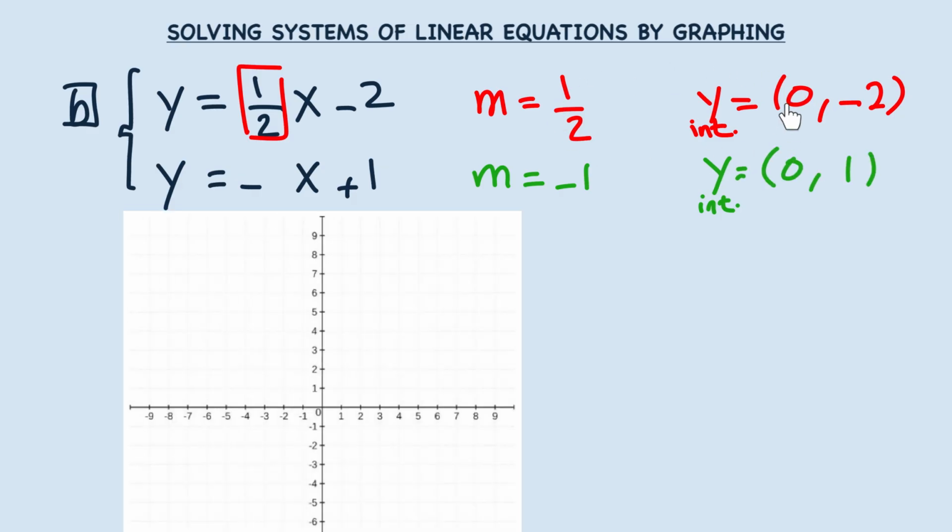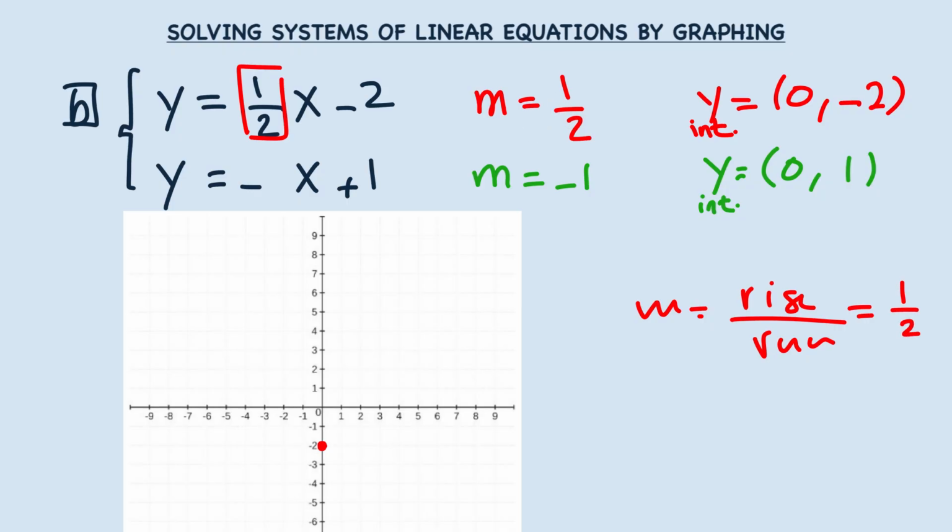Next, we need to use these values and plot them in the coordinate system. Let us start with the first equation. We will have to go to the y-intercept first. So the y-intercept is 0 and negative 2, which is at this point. Now, for plotting the other points, we need to use the slope. And as we know, the slope equals the rise over run, right? So according to this, we have 1 over 2.